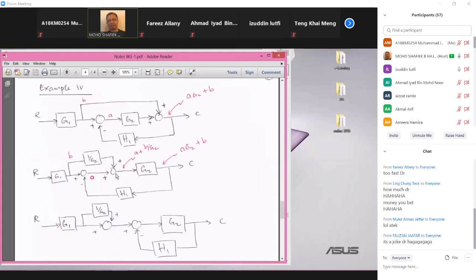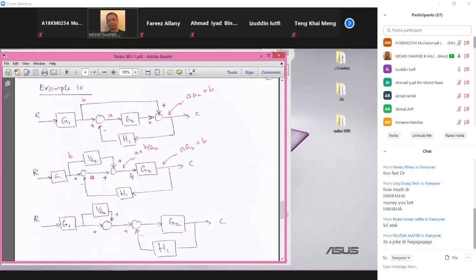Okay, let us retrace here. So here this is B divided by G2. So this is A. Signal here is A plus B divided by G2. And then once you multiply by G2, you get A multiplied by G2 plus B. So you see this is equivalent. By moving the summing junction behind the block, the signal here remains A multiplied by G2 plus B.